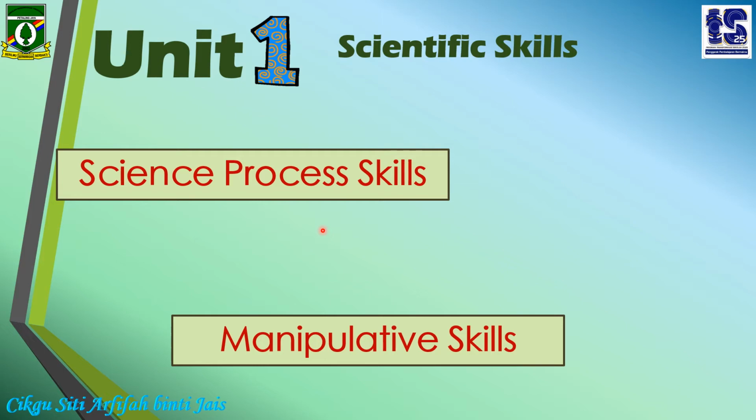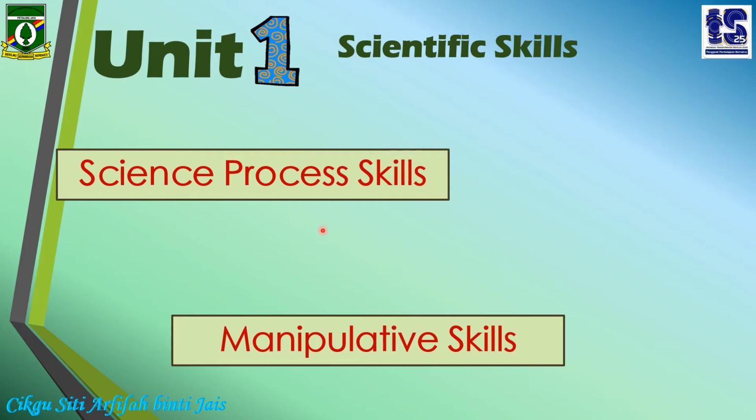There are 12 science process skills. Ada 12 semuanya. We had learned 2 in year 1, iaitu observing and communicating. In year 4, you will learn another 2 and review observing and communicating. So totally you will learn 4.